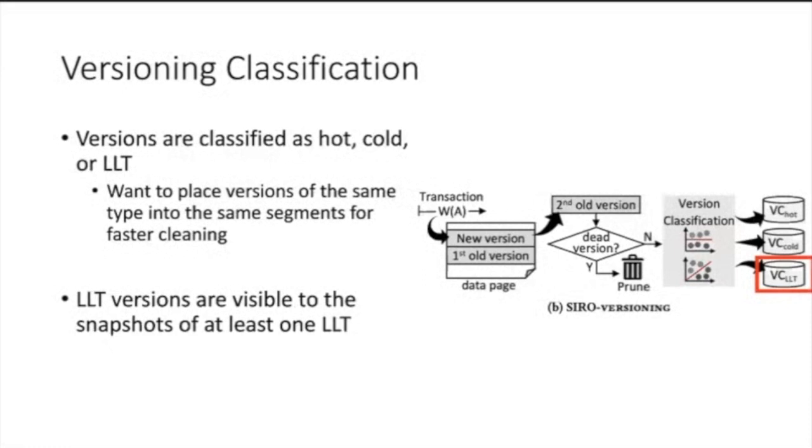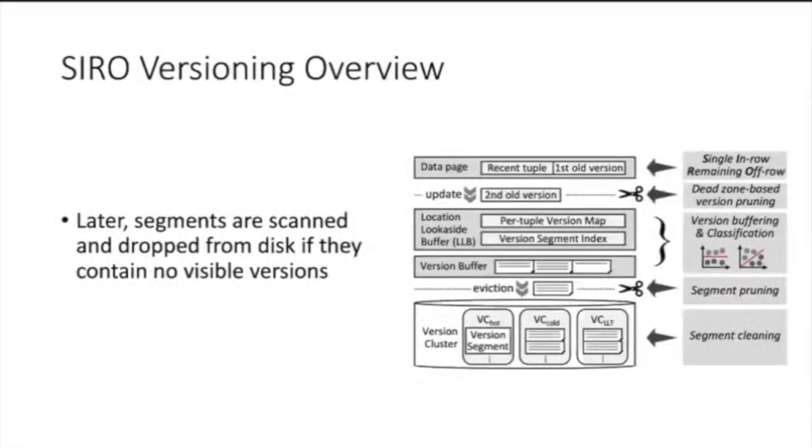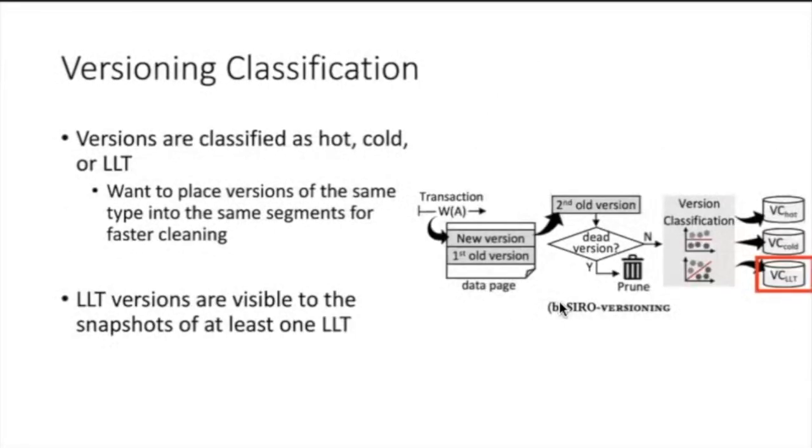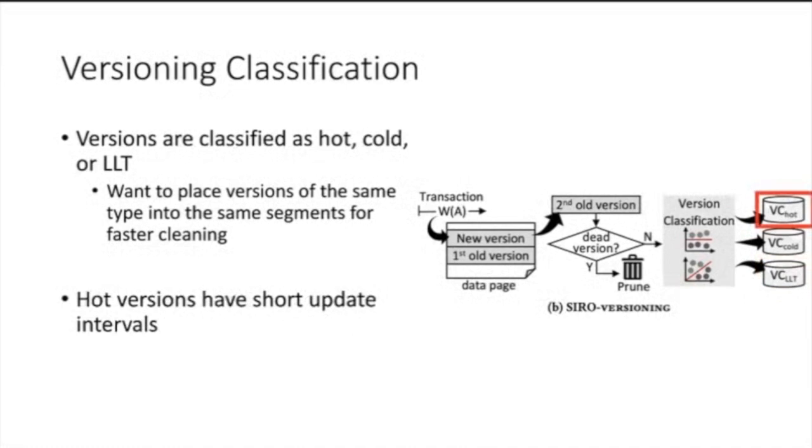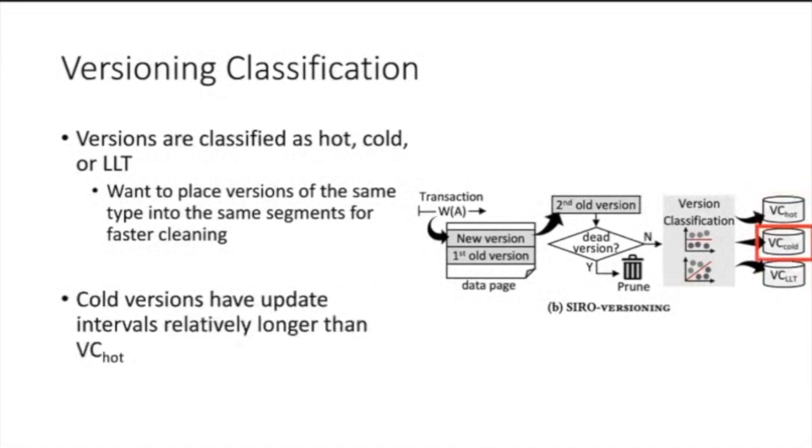So when we move pairs to the version buffer, the in-memory buffer here, they can be classified depending on how much they're written or if they're part of a long-term transaction. So we have three classifications: LLT, cold and hot. The general idea here is that if we place versions of the same type into the same type of segment, the same file, maybe we can clean it more efficiently because things tend to die at the same time. So we have LLT versions if they're visible to a long snapshot, hot versions if they have short update intervals, and then cold versions that have update intervals longer than the hot ones.